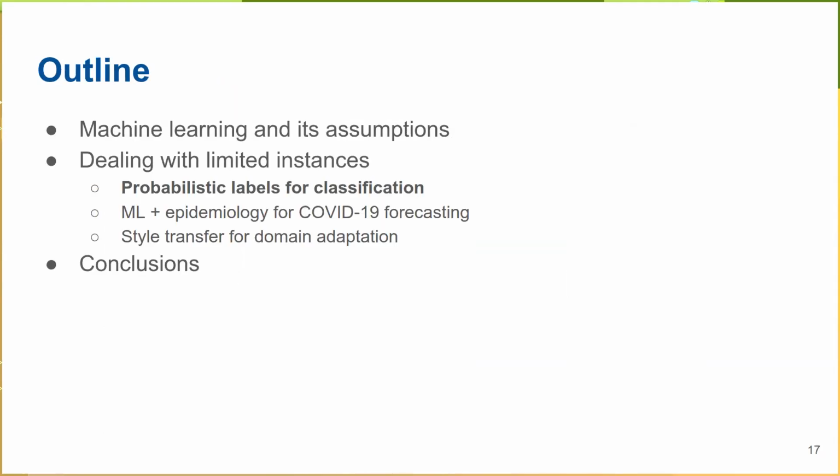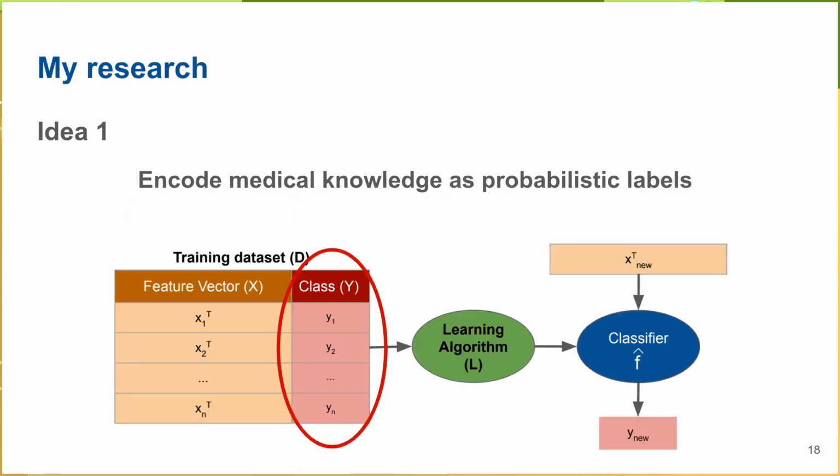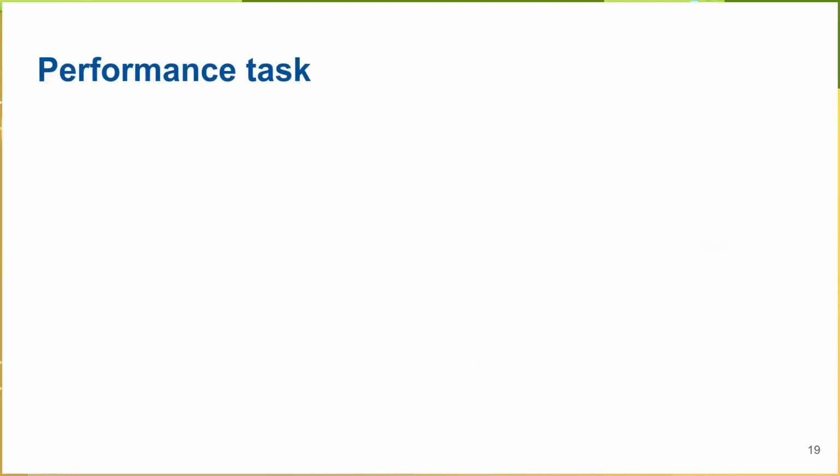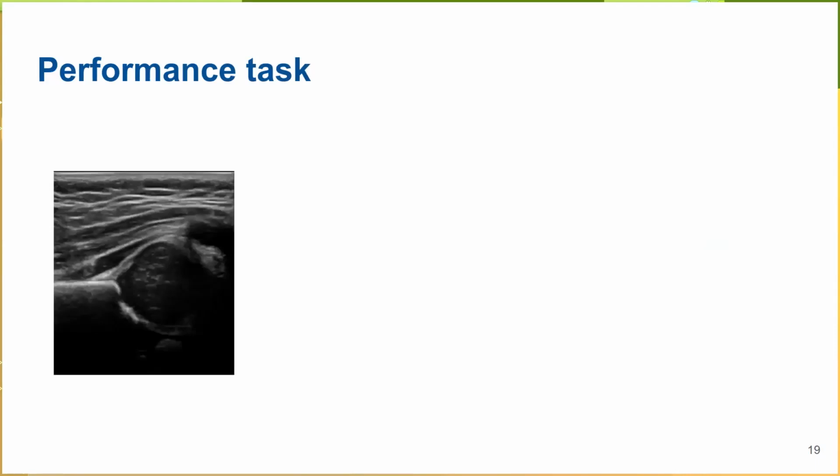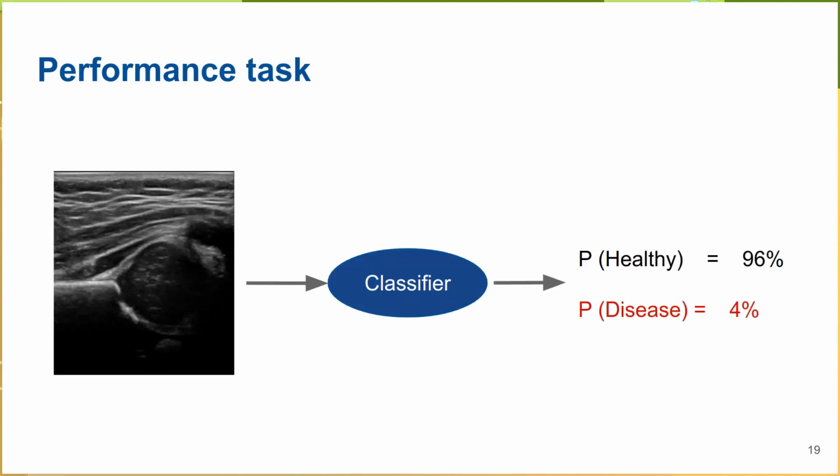So let me start with the probabilistic labels for classification. And remember, we are going to encode the medical knowledge directly into the labels for this case. So the performance task is, again, we have the ultrasound image, we input this to a classifier, and then we want the classifier to predict the probability that the person has some disease.